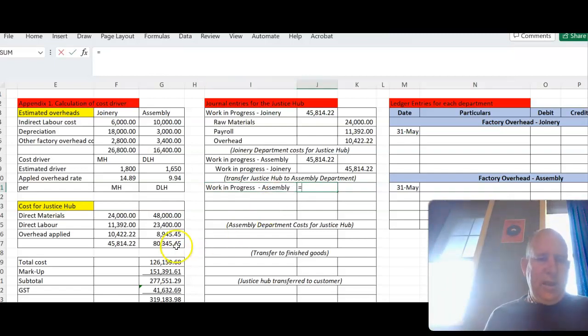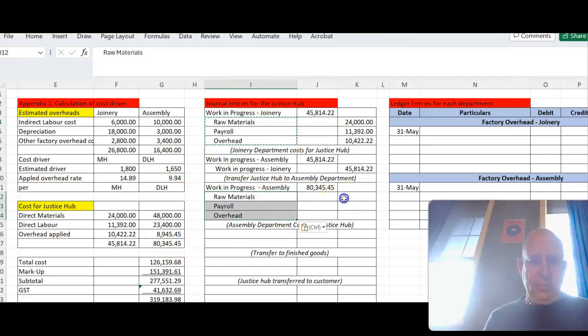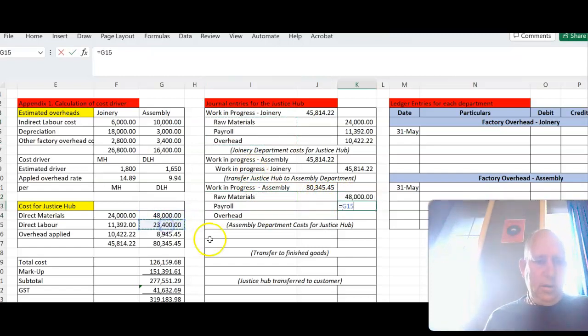And that figures at 80,000 there. You can just copy and paste this if you like. So the raw materials, 48,000, direct labour, 23, overhead.